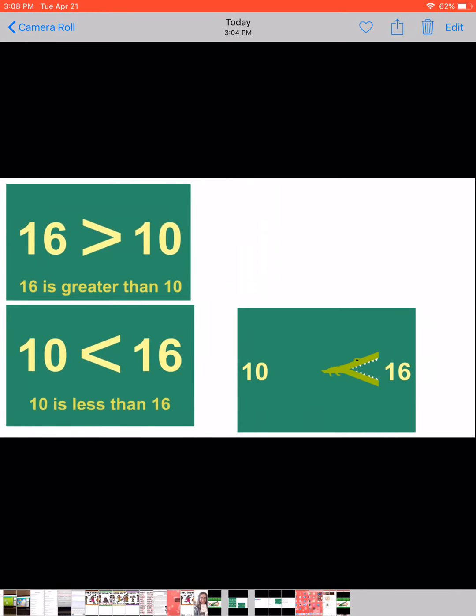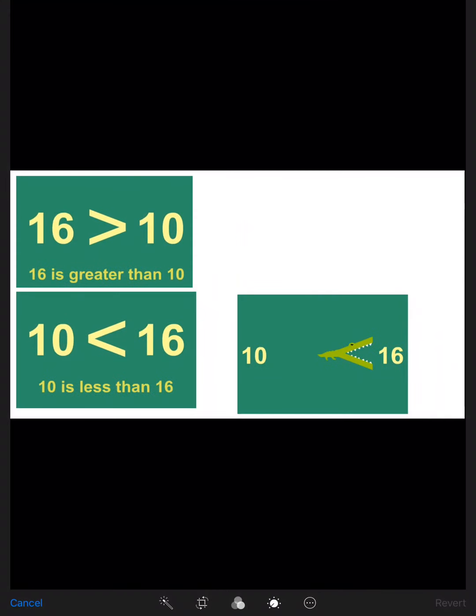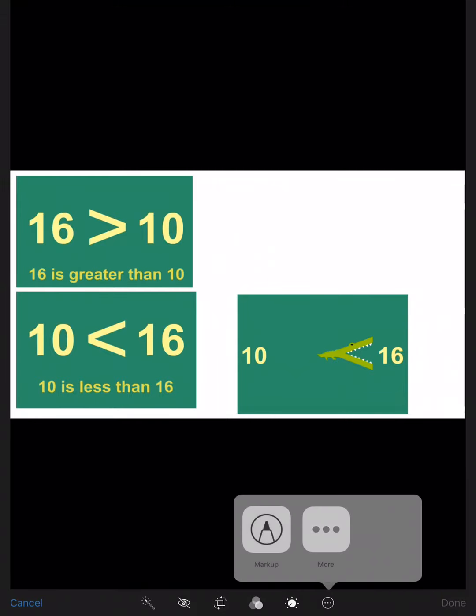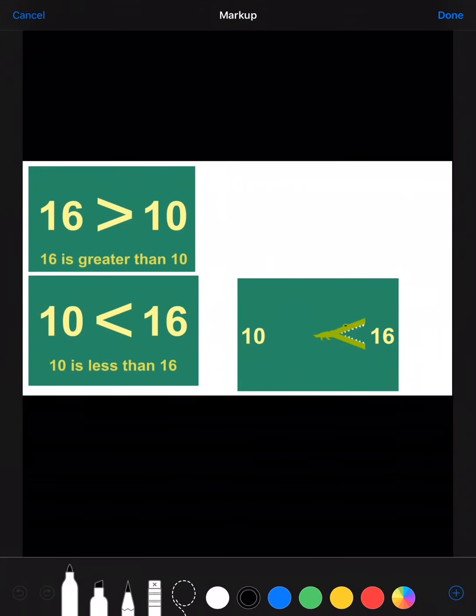Let's take a look at this picture. We have 16 is greater than 10. Now remember, the alligator wants to eat the greater number. So we're looking at the tens place. First, we have a 1 in the tens place for the number 16, and we have a 1 in the tens place for the number 10. So now we have to look at that ones place.